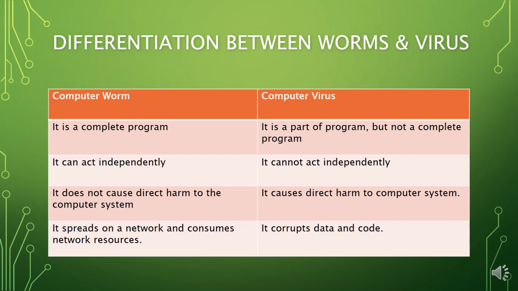So data and information is secure. The only thing is it will eat up your resources, whereas a virus causes direct harm to the computer system. So data, code or program is at risk. A worm spreads on a network and consumes network resources, whereas a virus directly corrupts your data or code or program.